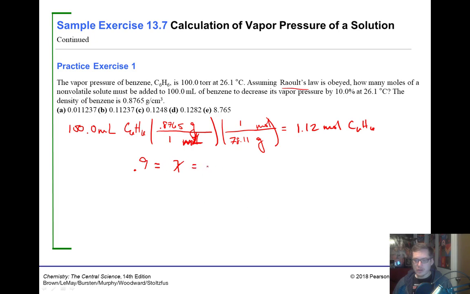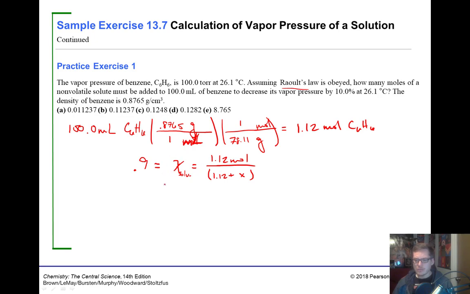So this is the mole fraction of solvent, which we're solving for, maybe we'll note that here. It would be the 1.12 moles right here over the total number of moles, so that's 1.12 plus whatever our x value is. And that x value is the number of moles of solute that we need to add. From here it's just algebra to solve for this.